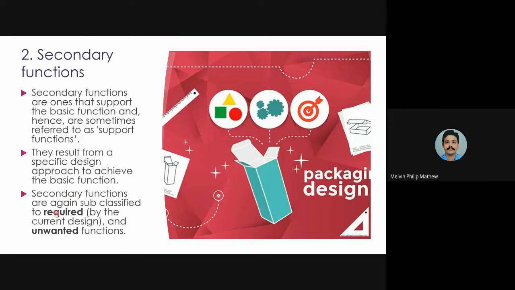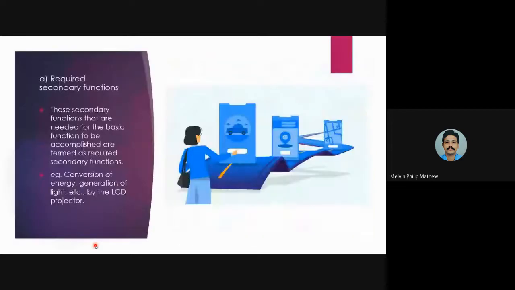And secondary functions are again subclassified into required and unwanted functions. So there are both types of functions. One is the required function and the other one is the unwanted function. So what is a required function? Required secondary functions are needed for the basic function to be accomplished and are termed as secondary functions.